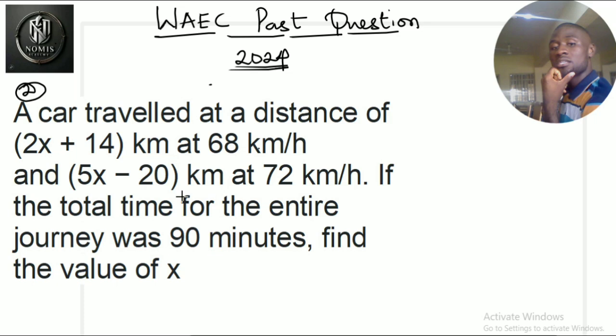The same thing is done in the second journey. The second journey was just given the distance and the speed used to cover that distance, but the time was not given. And we were told that the time taken for the two journeys was 90 minutes. So we should find the value of x. To get this done, let us find the value of t for each of the journeys.